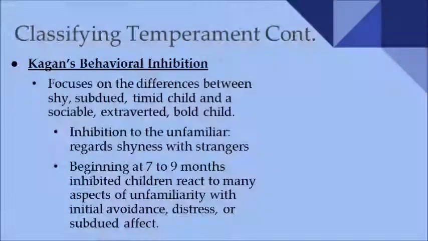Another theory of classifying temperament was also formed by Kagan in his theory of behavioral inhibition. This theory studies the distinction between shy, subdued, and timid children versus the social, extroverted, bold ones. Inhibition to the unfamiliar is defined as the reservedness toward strangers. At around 7 to 9 months, inhibited children react to anything unfamiliar with initial avoidance, distress, and subdued affect.